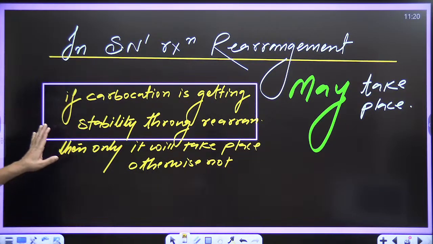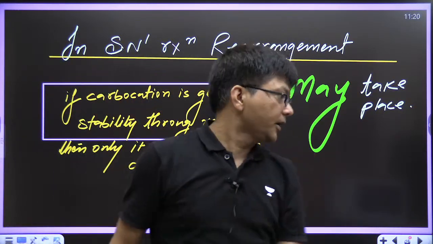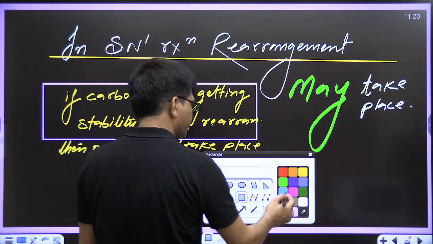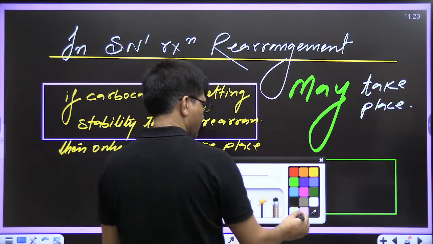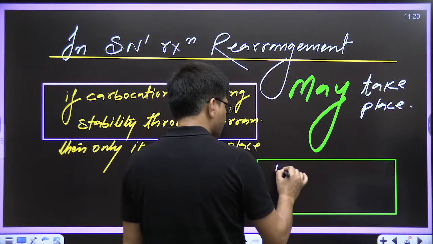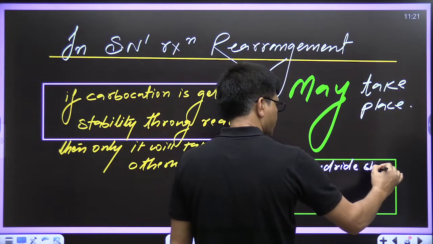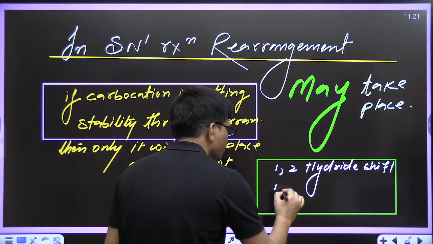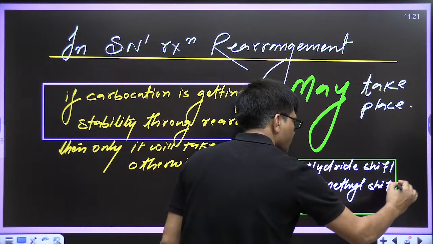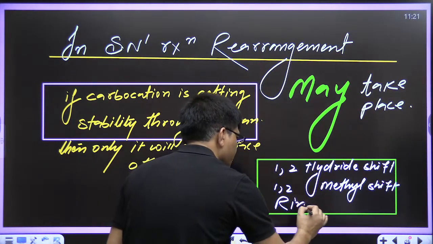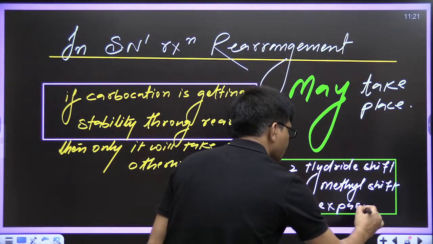Kids, are you able to get it? And what are the types of rearrangement? I am going to explain all types of rearrangement. There are 3 types. What are the 3 types of rearrangement, kids? These 3 types of rearrangements are: 1,2 hydride shift, 1,2 methyl shift, and ring expansion. We have to understand these types of rearrangement if we want to understand organic chemistry.